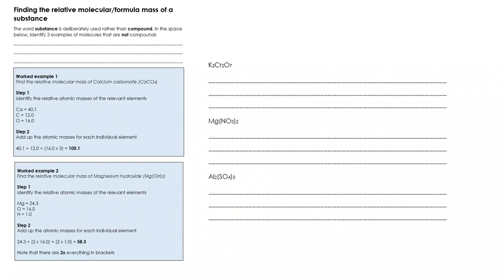Slightly more complicated again, not difficult maths, but fiddly maths, a lot more numbers to play with. So potassium dichromate, 2 potassiums, 2 chromiums and 7 oxygens, comes to 264.2.